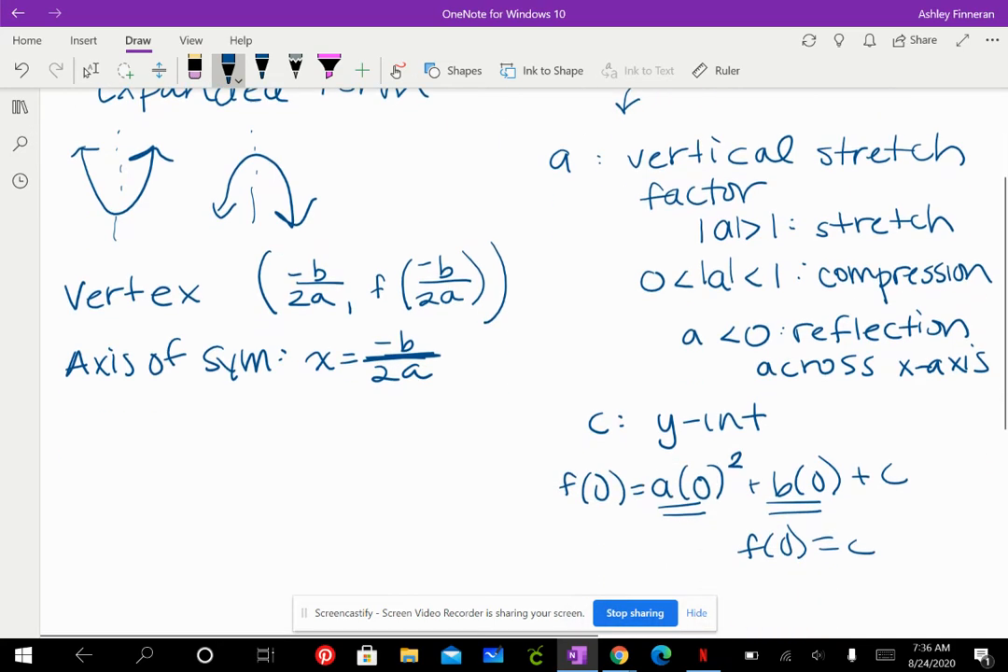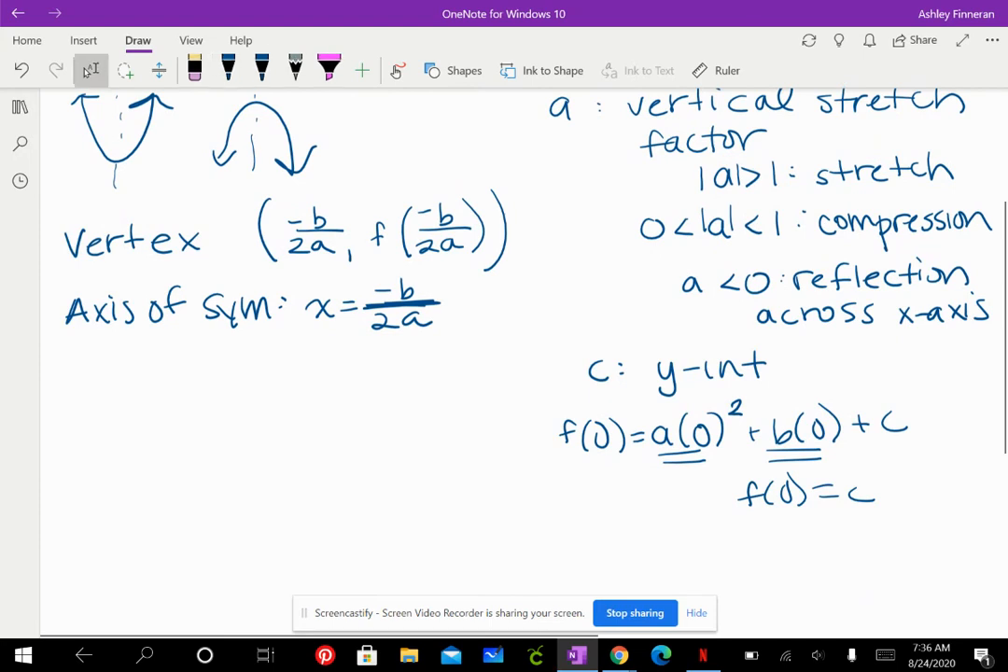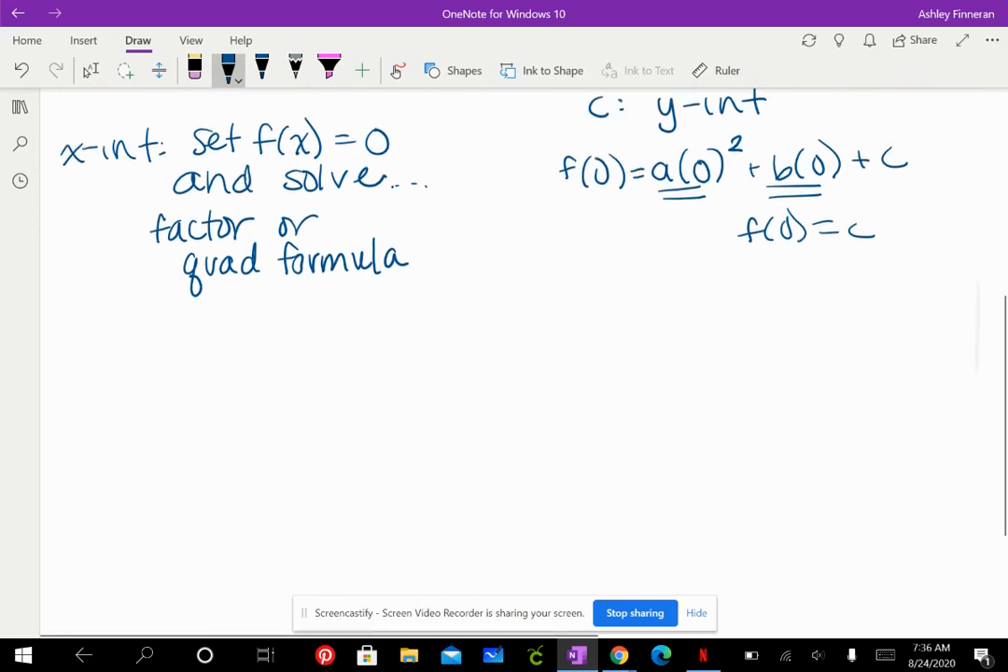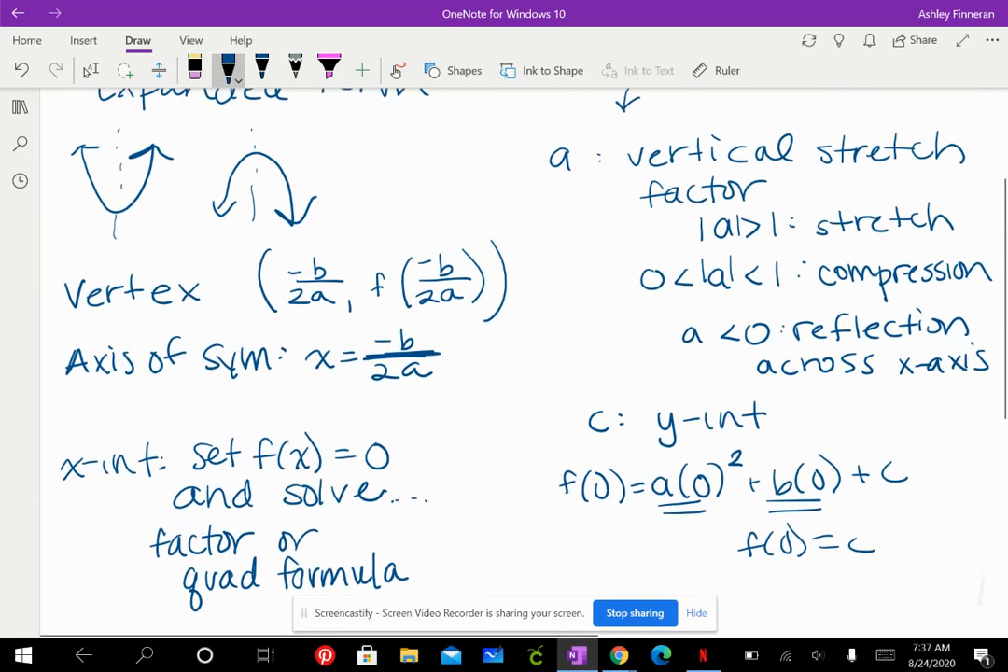So f of negative b over 2a just means plug in negative b over 2a, whatever that value is, to get the y value. And then for x-intercepts, that's the last thing that we will talk about at this point. We're going to talk about more in the future. We want to set the equation equal to 0 and solve. And in this form, you should be thinking solve using factoring or the quadratic formula. And I want you to practice factoring. Try factoring first.